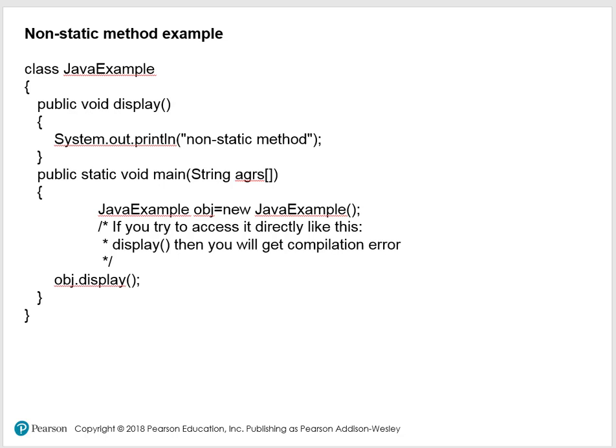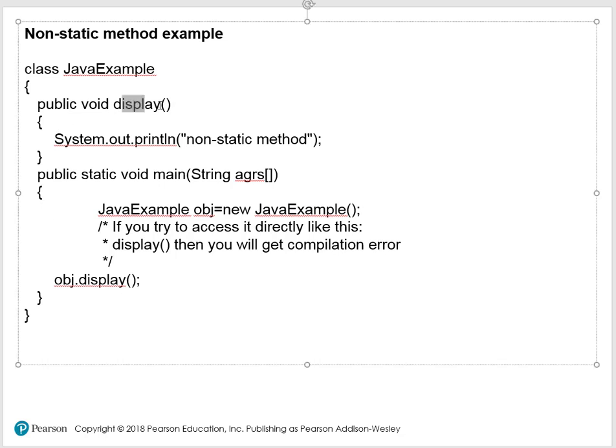Let's take a look at the other one, the non-static one. Here I just made this one, called a Java example. In here I created a function called display. System out non-static method. This is my public static void main. I just created the Java example, which is this Java example right here, right inside of this. So I just created a new object.